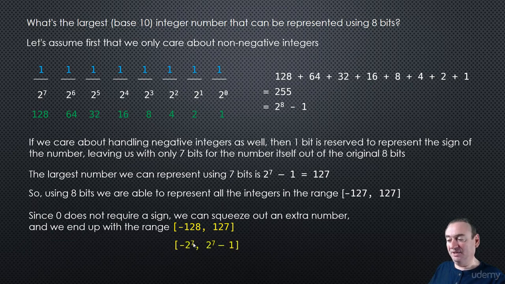So here's the formula. If we're looking at using 8 bits of storage for a signed integer, our range will be from minus 2 to the 8 minus 1 up to 2 to the 8 minus 1 minus 1. That's the general formula. You can put n minus 1, where n is the number of bits that you want to use for storage.